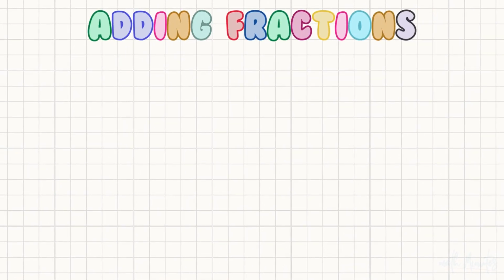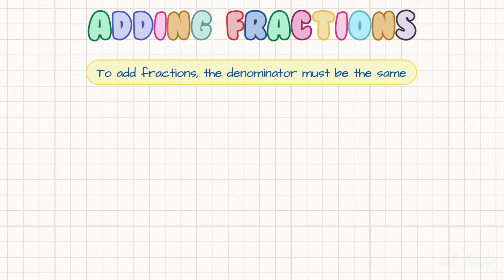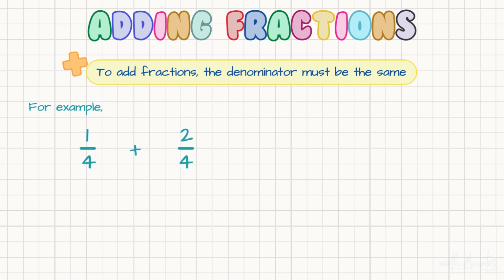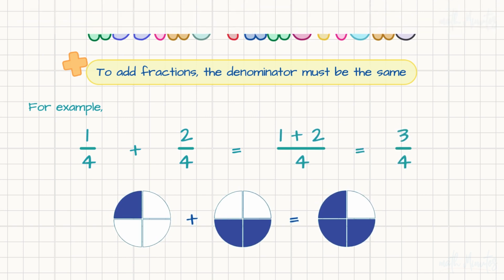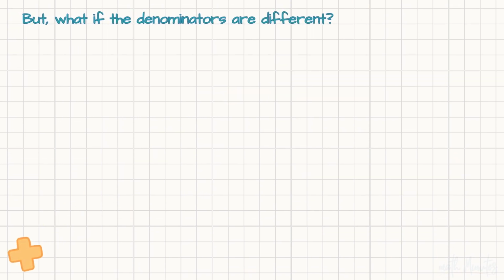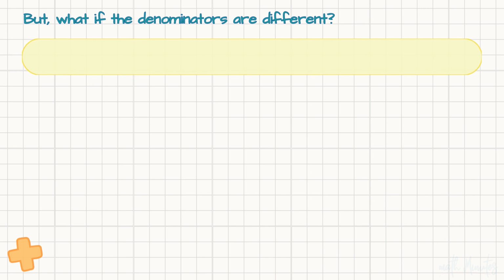Okay, now let's tackle addition with fractions. When the denominators are the same, adding fractions is as easy as adding the numerators. For instance, if you want to add 1/4 and 2/4, since the denominators are the same, you simply add the numerators to get 3/4. We can look at this visually. But what if the denominators are different? That's when we need to find a common denominator.